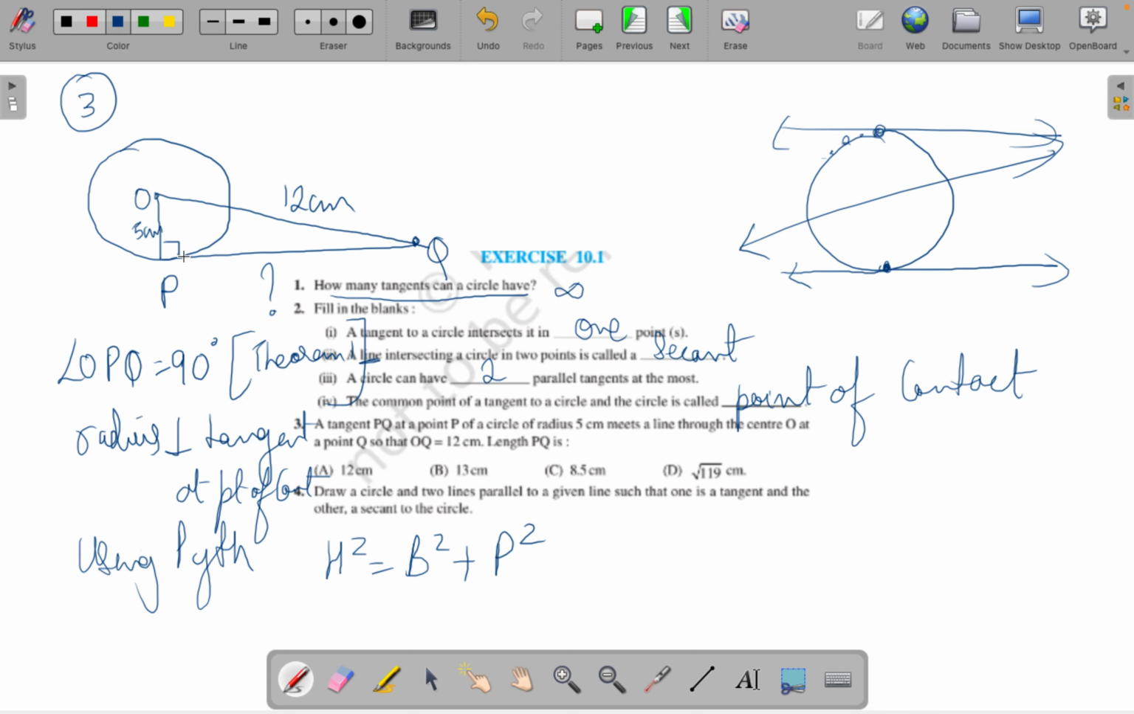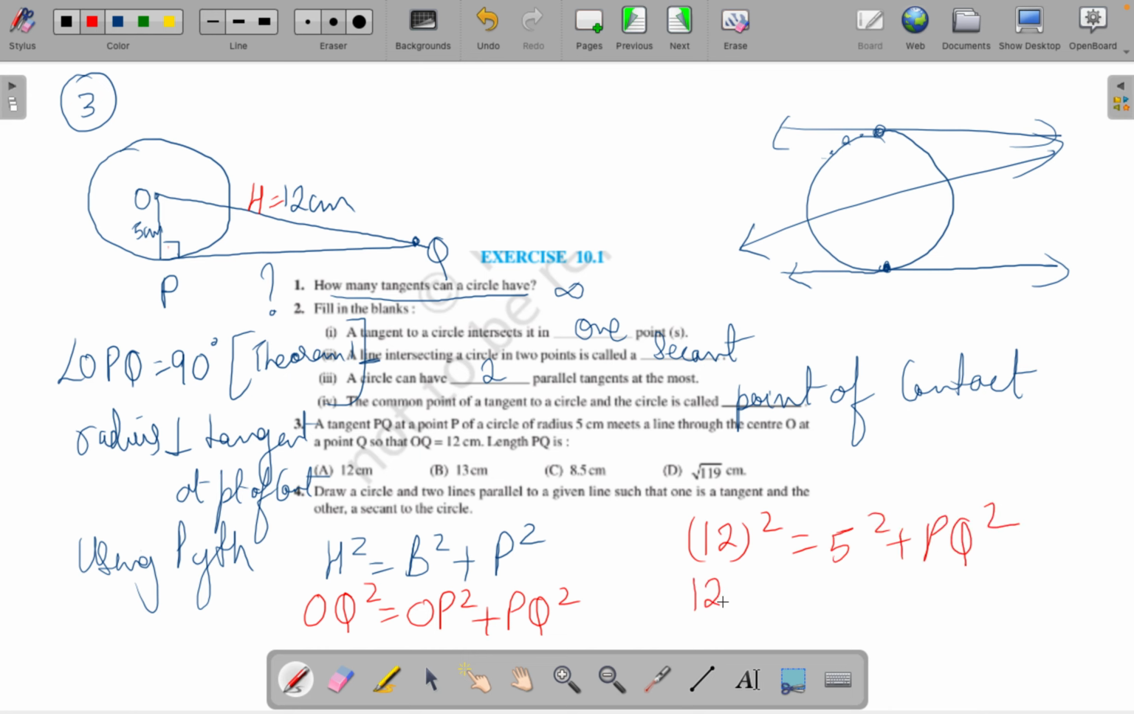और मुझे यहाँ पे बच्चे बहुत गलती करते हैं, तो आपको याद रखना है 90 डिग्री के ऑपोजिट जो साइड होती है उसको हाइपोटेनस बोलते हैं. यानी कि OQ square is equal to base and perpendicular will not matter. You can take any side. So 12 square equals 5 square plus PQ square.